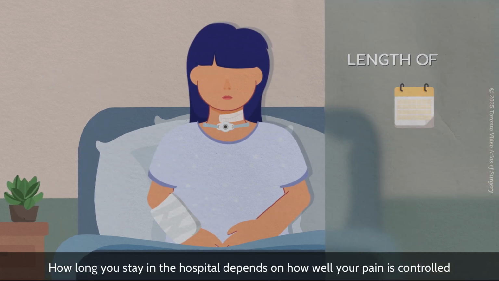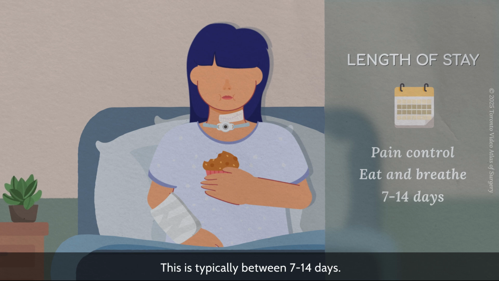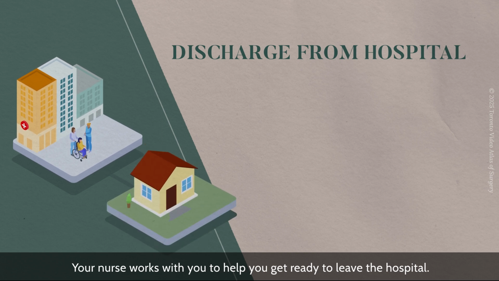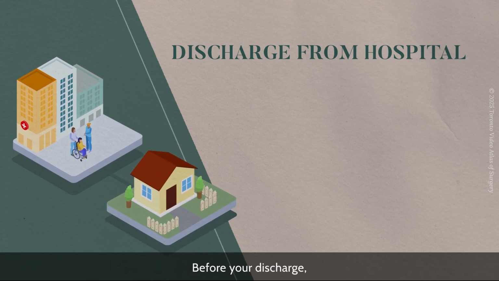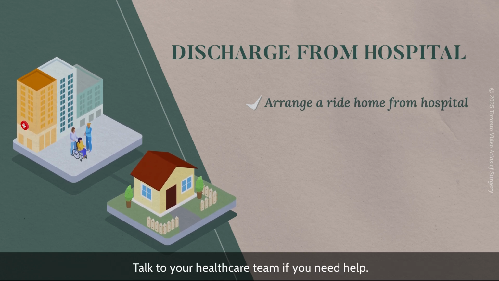How long you stay in the hospital depends on how well your pain is controlled and how well you can eat and breathe. This is typically between 7 to 14 days. Your nurse works with you to help you get ready to leave the hospital. Before your discharge, arrange for someone to pick you up and take you home on the day of discharge. Talk to your healthcare team if you need help.